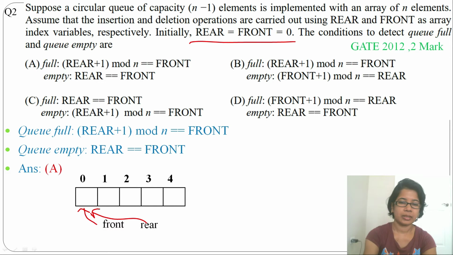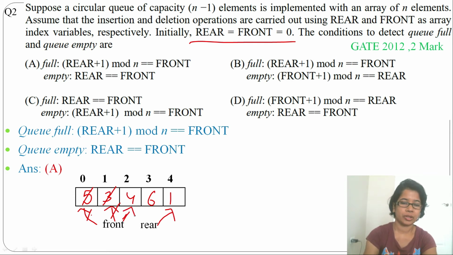Let me insert some values, and every time rear will increase. Then suppose 4, then 6, then 1, every time rear will increase. Now rear is pointing to this. And when you dequeue, the front value will increase. Like you dequeue 5, then front will increase to here. Then suppose you dequeue 3, then front will increase to here. So now front is pointing to here.